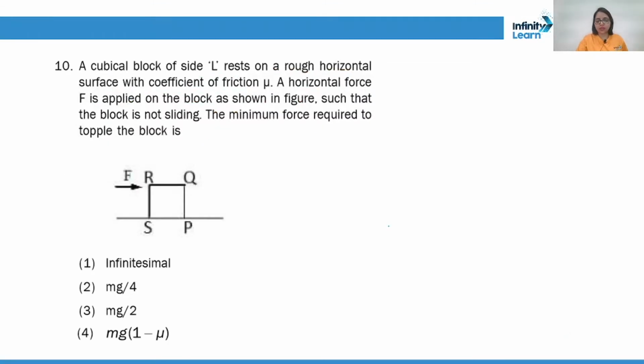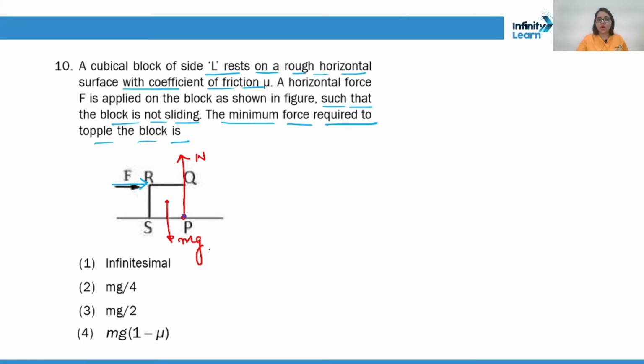Question number 10. A cubical block of side L rests on a rough horizontal surface with coefficient of friction mu. The horizontal force F is applied over here on the block as shown in the figure such that the block is not sliding. The minimum force required to topple the block is. So when the block will topple, it will topple about point P. So normal will pass through this point P over here, right? Now this is mg.